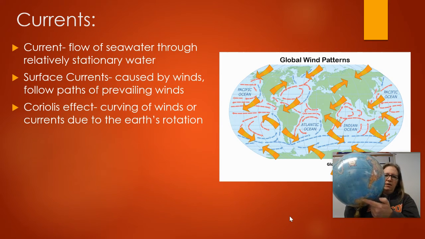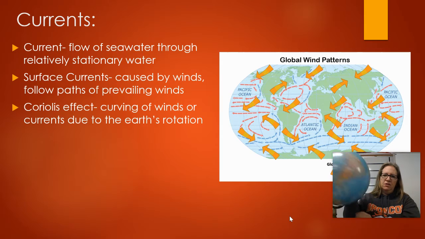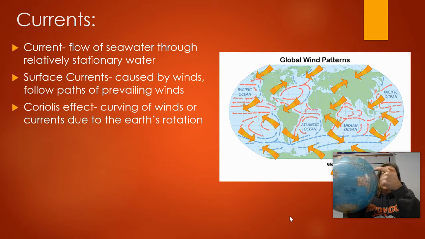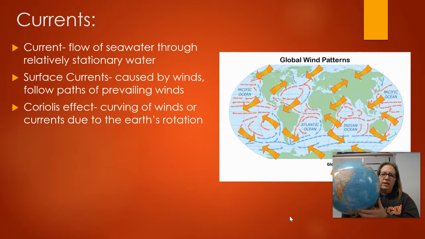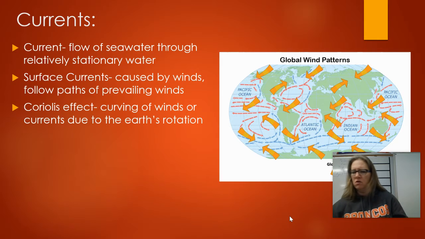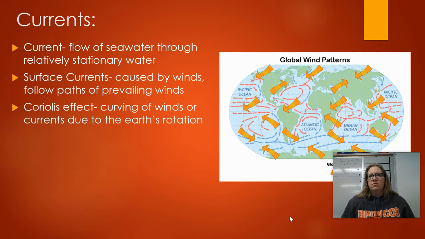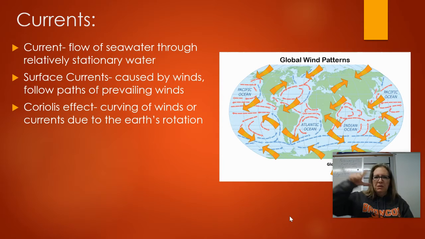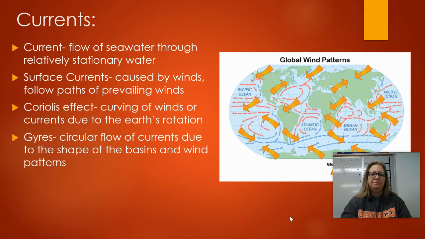If the Earth isn't moving, that wind goes in a straight line. But if the Earth is rotating, let me give it a good spin, that wind makes a curved line. It doesn't follow a straight line. It follows the curvature of the rotation of the Earth. So that Coriolis effect actually causes the currents and the winds to curve because the Earth is always spinning. Now we get these regular currents in patterns known as gyres.